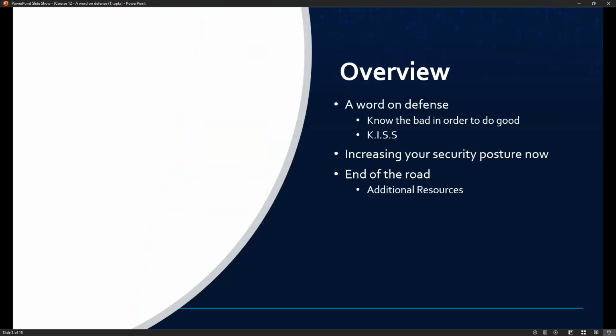So we're going to quickly give a word on defense. We're going to talk about the keep it simple, stupid method, and why we talked so much about offensive security. What do offensive security tooling and techniques look like? What is adversarial tradecraft? Because in order to really defend yourself, you have to know the bad so that you can do good. We're going to talk about some things you can do to increase your security posture now. And then, right, we've reached the end of the road. So let's talk about additional resources where you can continue to develop your own capabilities and skill sets.